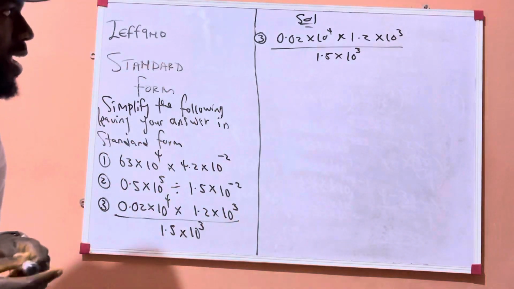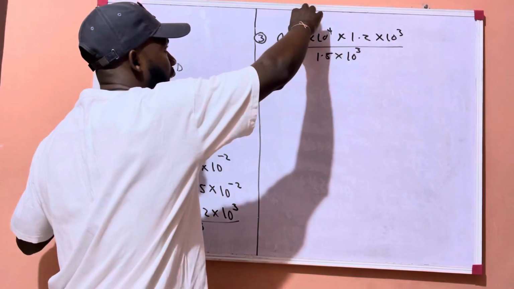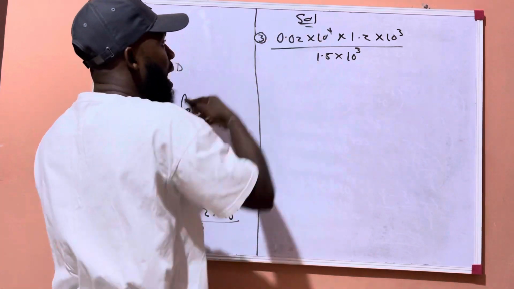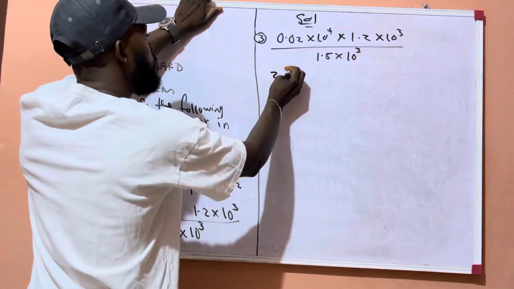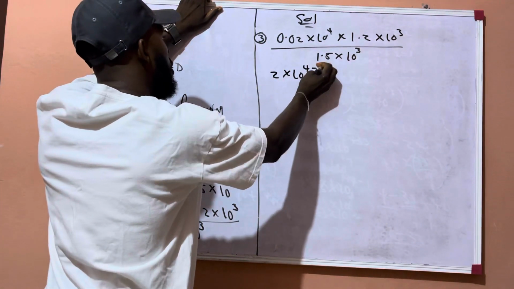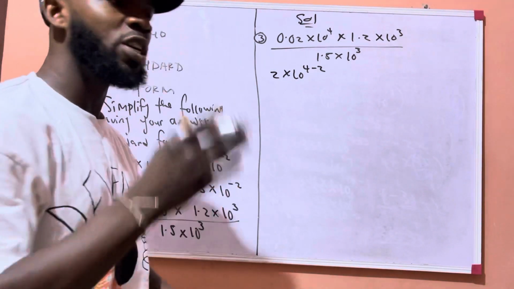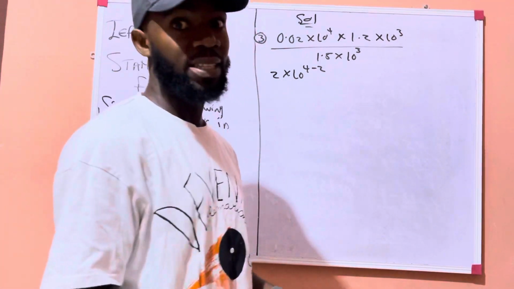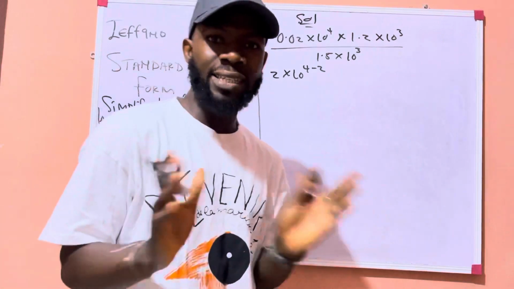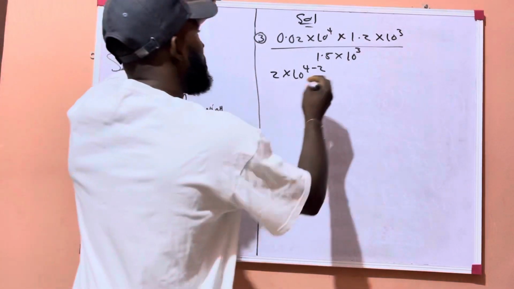Now, my decimal point here has to move 2 times. And when that happens, here it comes: 2 times 10 raised to the power of 4 minus 2. Always know that when your point moves to the right, you are subtracting. And when your point moves to the left, you are adding. Simple.